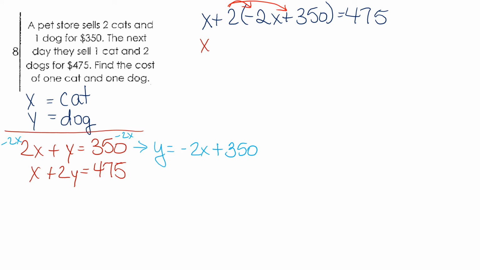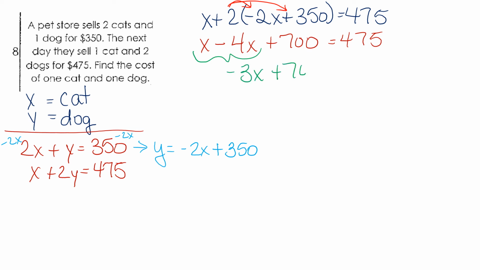That'd be x. A positive 2 times a negative 2x would be a negative 4x. Positive 2 times 350 is going to be a positive 700. And bring down your total. Combine your like terms. So x minus 4x would be a negative 3x. And then bring down your other terms.